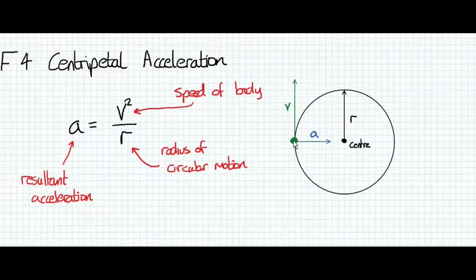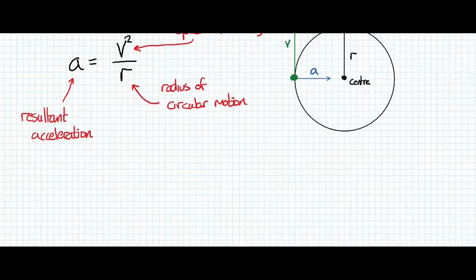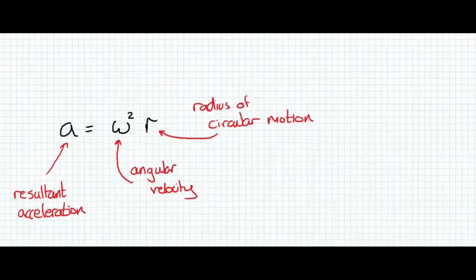And if the resultant acceleration is always towards the centre of a circle, then the body will move in a circle, with the velocity constantly changing direction, but the speed remaining the same. v is the speed of the body, and r is the radius of the circular motion. There's another equation for centripetal acceleration for if we are given angular velocity instead of our tangential speed. The angular velocity was covered in the section F3, units of rotary motion. But this equation works just as well.